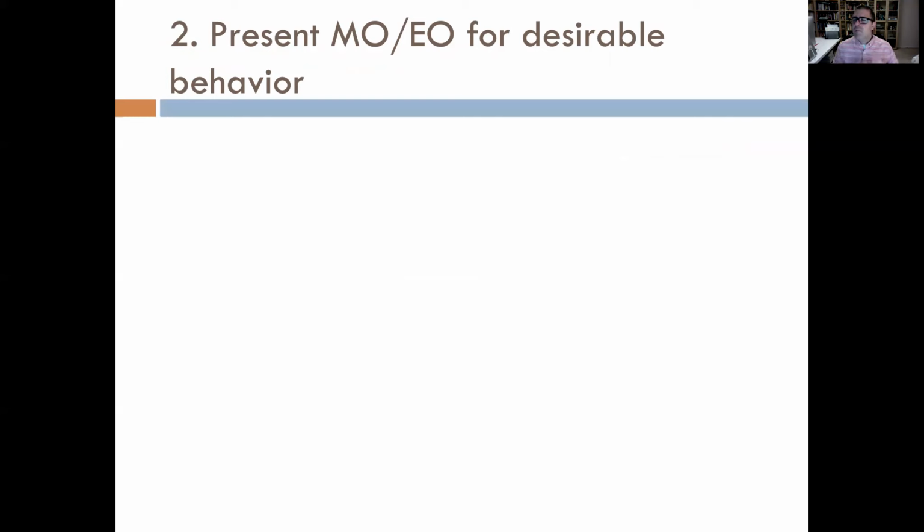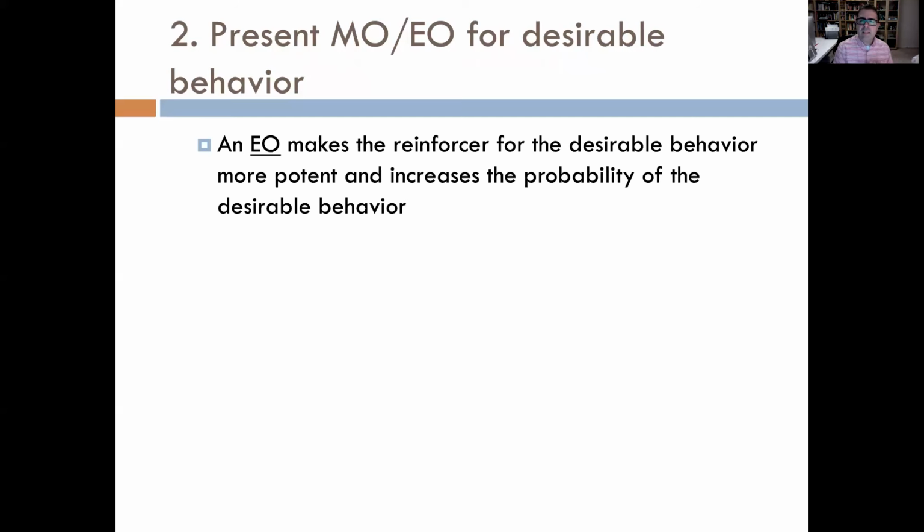Now, you're still manipulating antecedents, but it's a slightly different kind. So when you manipulate SDs, you're manipulating environmental events that are associated with availability of reinforcement, right? So there's more reinforcement for the behavior in the presence of those events. Here, we're talking about events that make the reinforcer for the desirable behavior more potent. And because the reinforcer for the desirable behavior is more potent, it makes the desirable behavior occur, right?